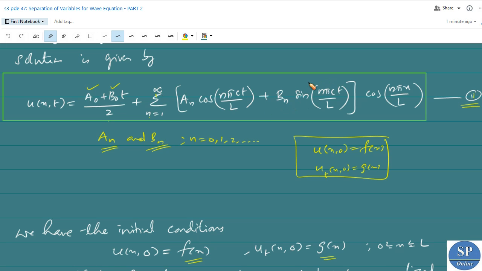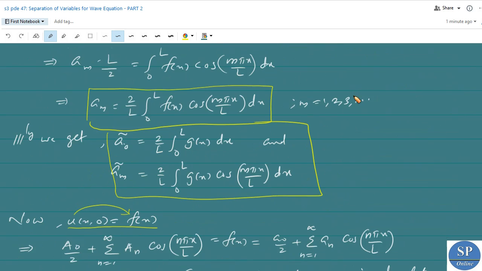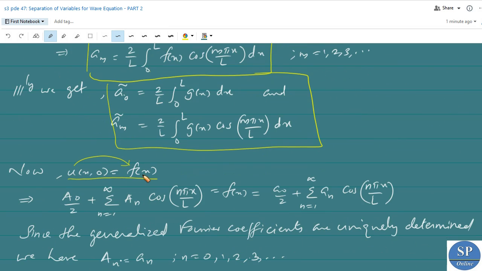When t equals 0, we have sin 0 is 0 and cos 0 is 1. So here, a_n into cos(nπx/L). Okay, so a_0/2 plus a_n cos(nπx/L) will be u(x,0). When we apply that condition, that is u(x,0) = f(x), it implies a_0/2 plus the summation n from 1 to infinity a_n cos(nπx/L) equals f(x), where we have assumed that f(x) can be expressed as this Fourier series, a_0/2 plus the summation n from 1 to infinity a_n cos(nπx/L).